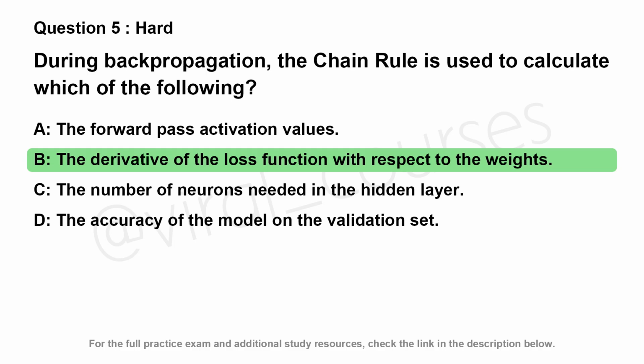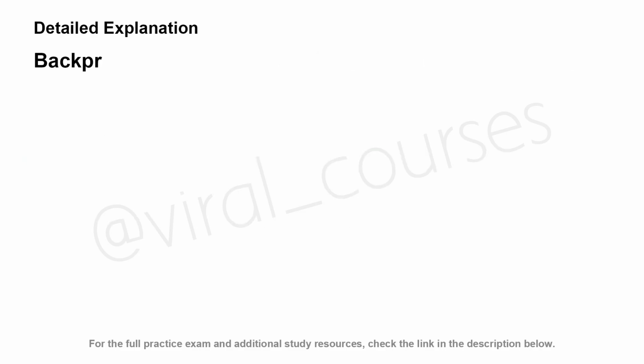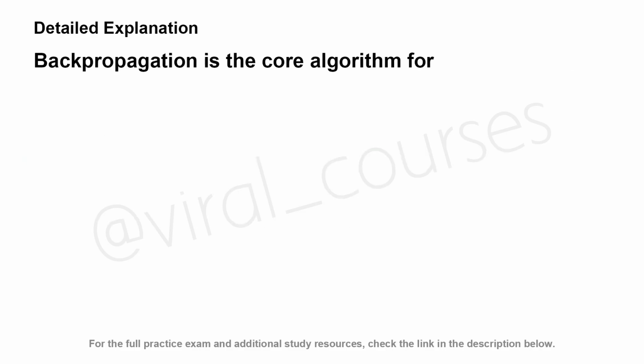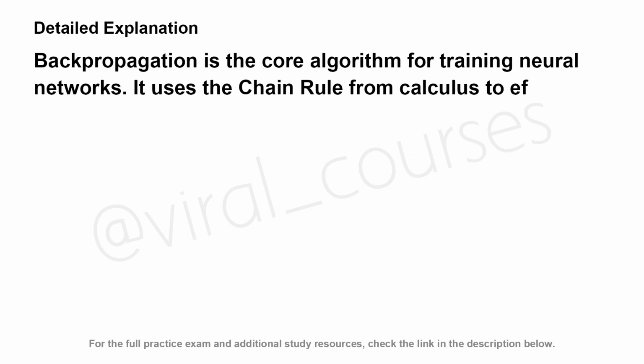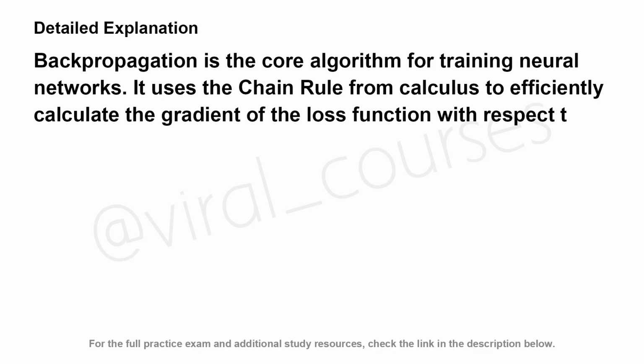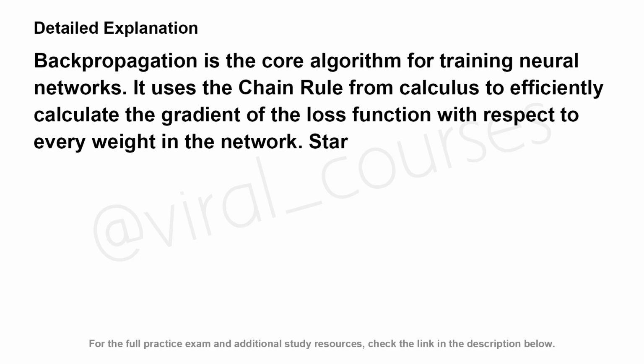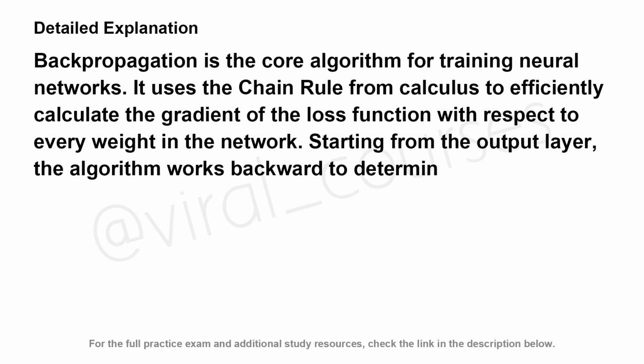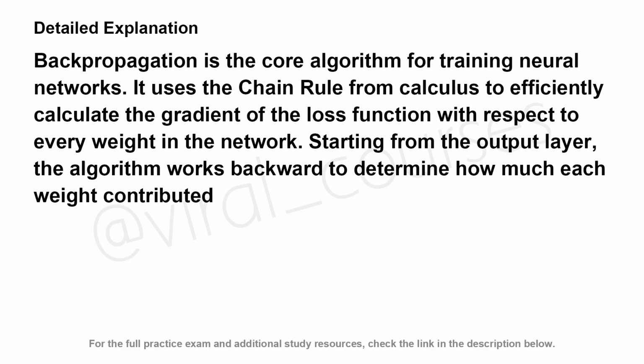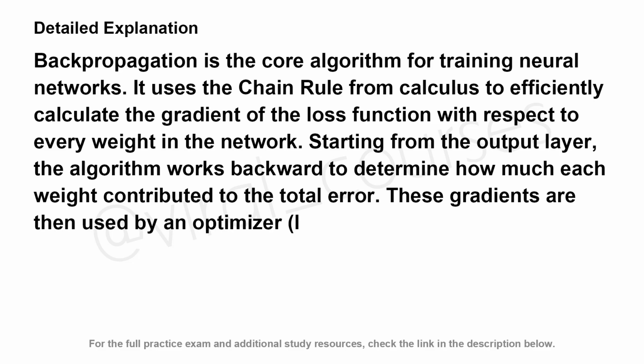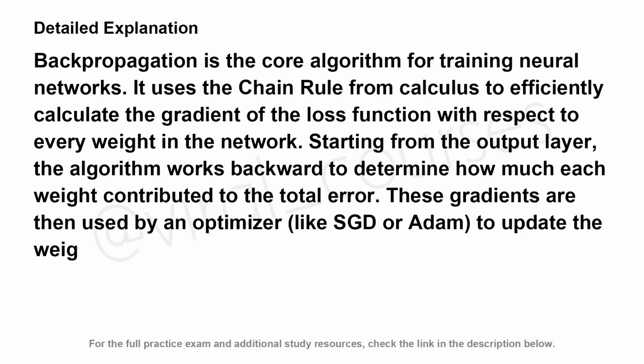The correct answer is B. Backpropagation is the core algorithm for training neural networks. It uses the chain rule from calculus to efficiently calculate the gradient of the loss function with respect to every weight in the network. Starting from the output layer, the algorithm works backward to determine how much each weight contributed to the total error. These gradients are then used by an optimizer, like SGD or Adam, to update the weights and minimize the loss.